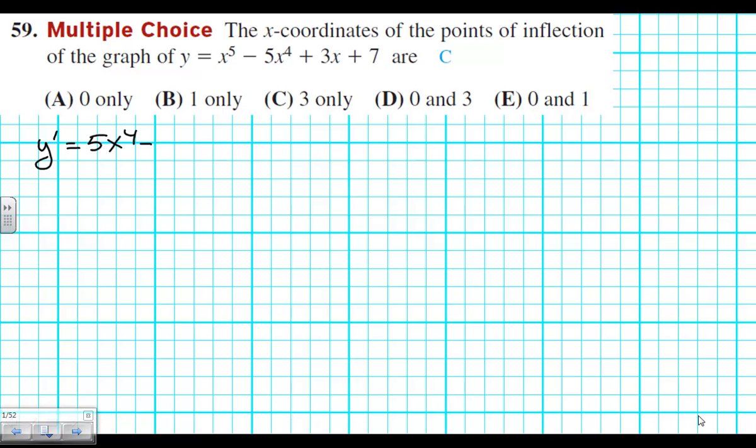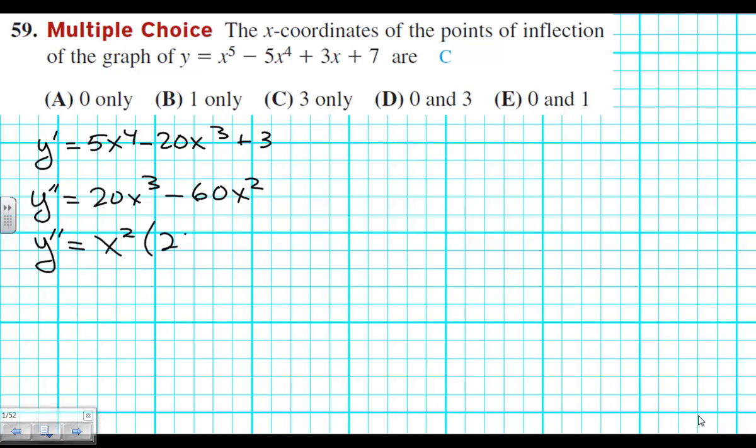5x to the fourth minus 20x cubed plus 3. Y double prime is 20x cubed minus 60x squared. Let's factor out 20x squared, leaving us x minus 3. Are we good there? Yeah.